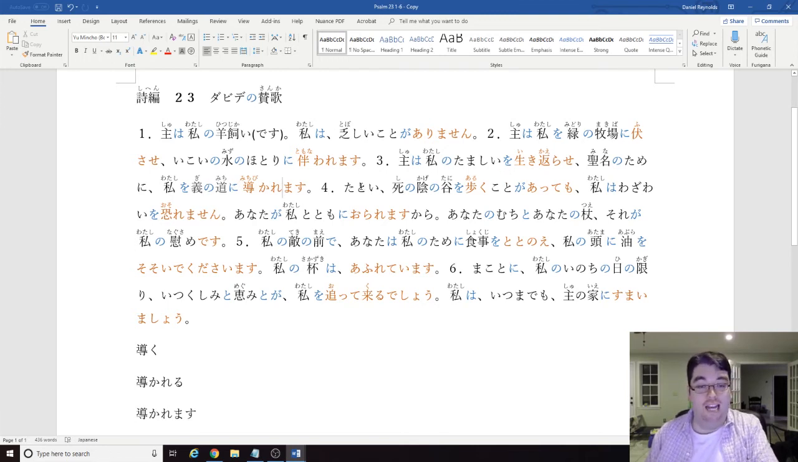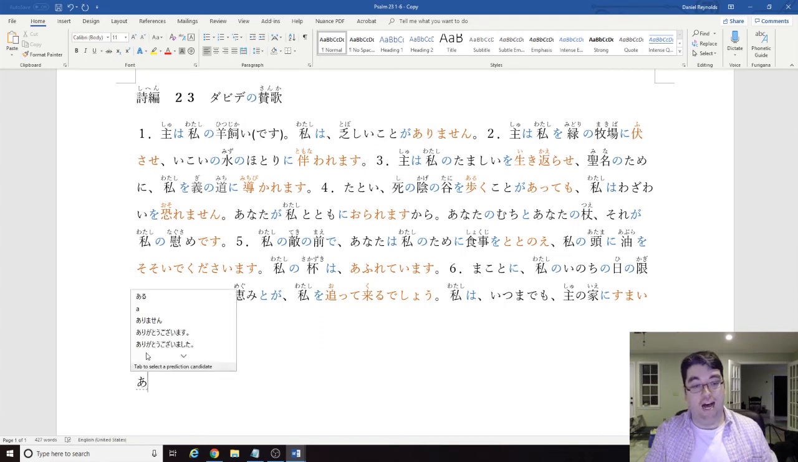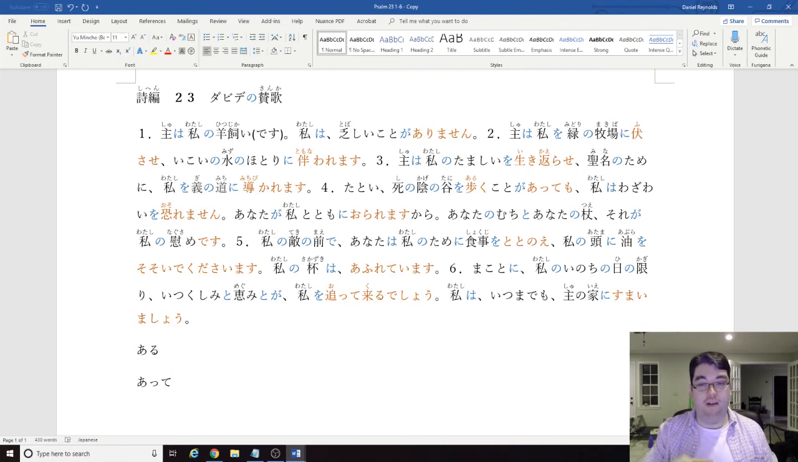Next part. Tatoi means even if. Shi means death, kage means shadow, tani means valley. So even in death's shadow valley, or the shadow of the valley of death, o is the direct object marker. Aruku, which is actually not conjugated, means to walk. Koto means thing. Ga, remember, shows an important word marker in the sentence. Atemo. Okay, so let's figure out what this means. We already talked about aru, right? To exist. Ate is the te form again. The te form is incomplete. This is not the end of the sentence right here. That's a comma, not a period. So we're going to use the te form there. And the mo means even if. So, even if.